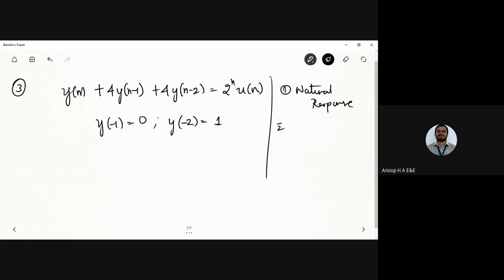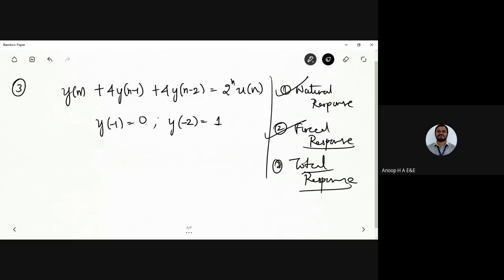The natural response. Next one is the forced response. Third one is the total response. So you have to find out the natural response, forced response, and also the total response. So this problem, I think Rohini MV can solve it and find out the answer.